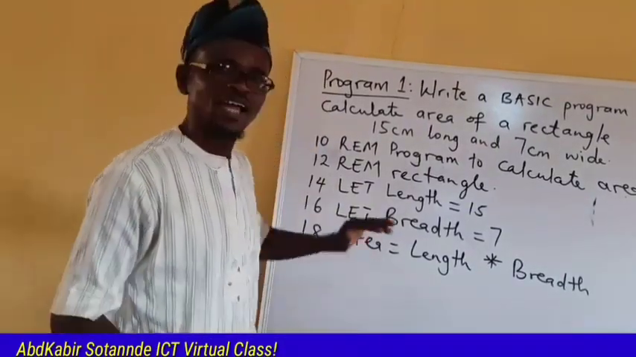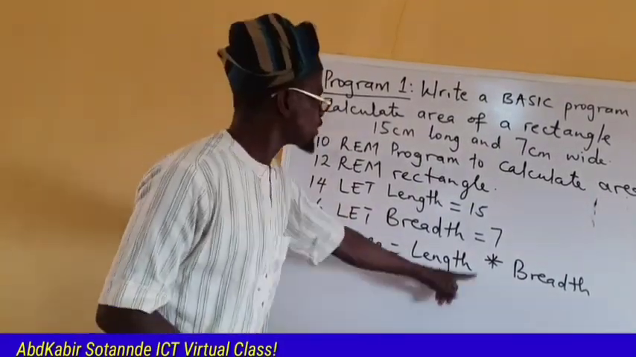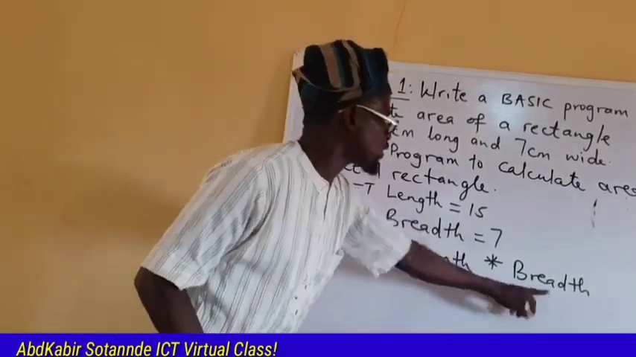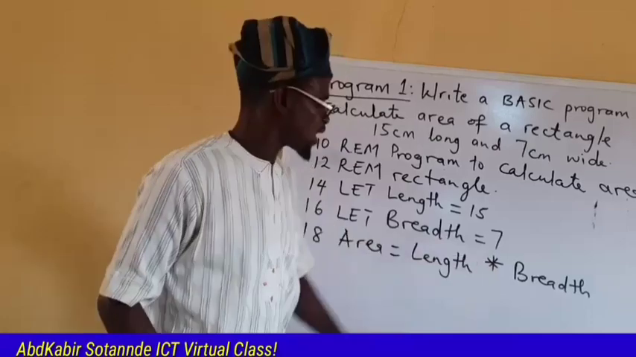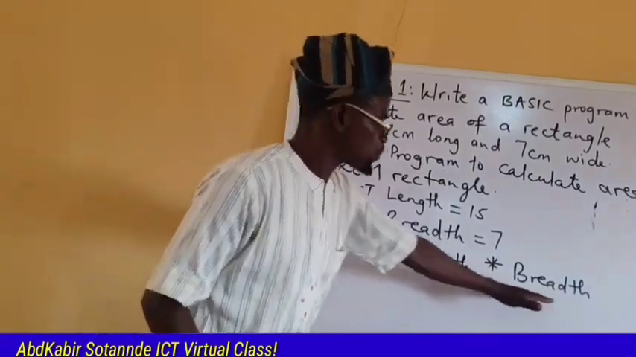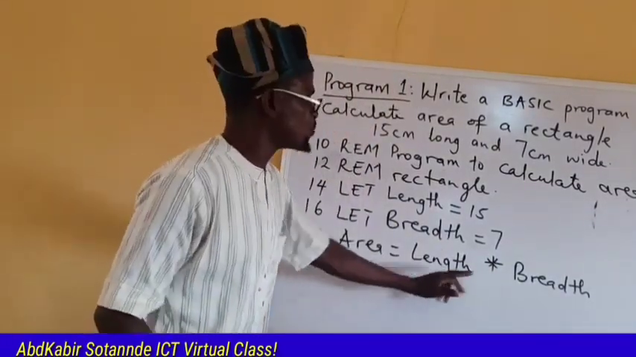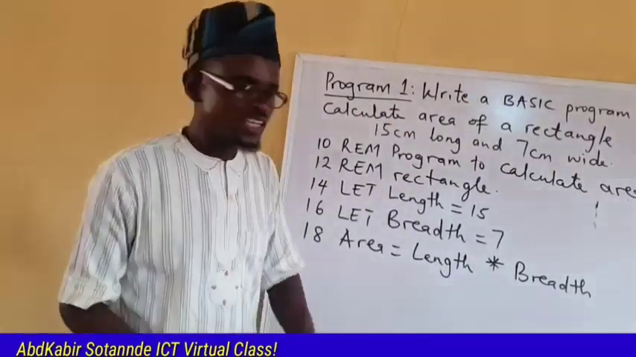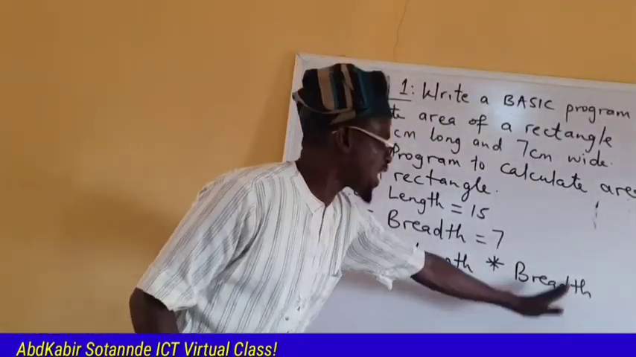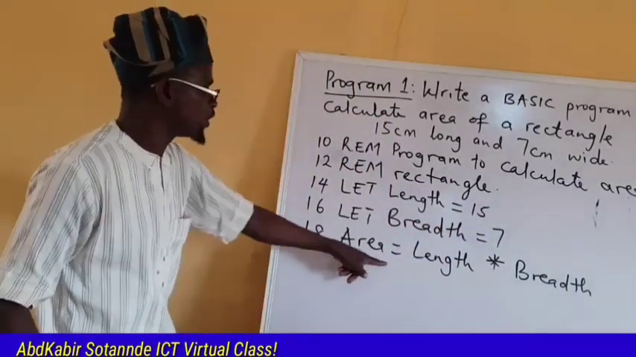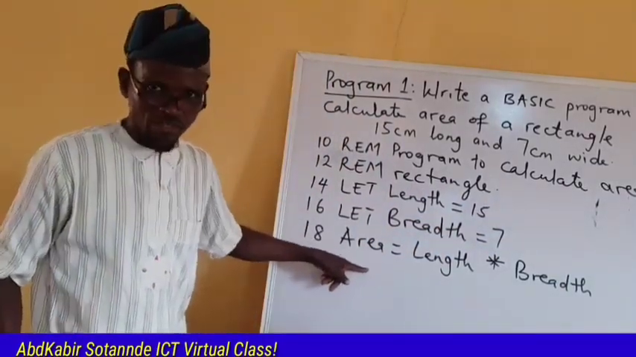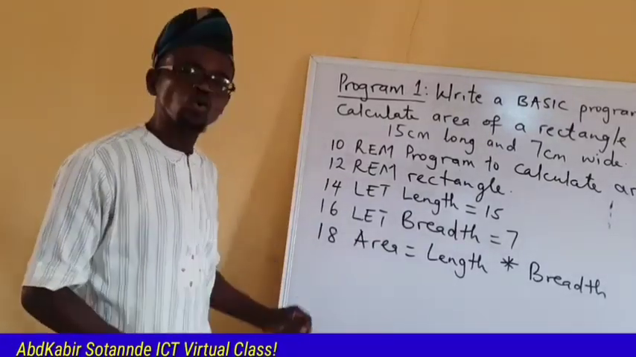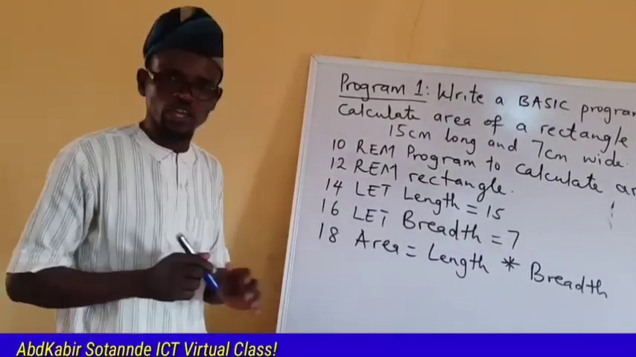Now, at this stage, computer understands length as what? 15 centimeter. And breadth as what? 7 centimeter. So writing length times breadth is like saying 15 multiplied by 7. That is what computer will understand. Then the result we now assign to a variable name called what? Area.